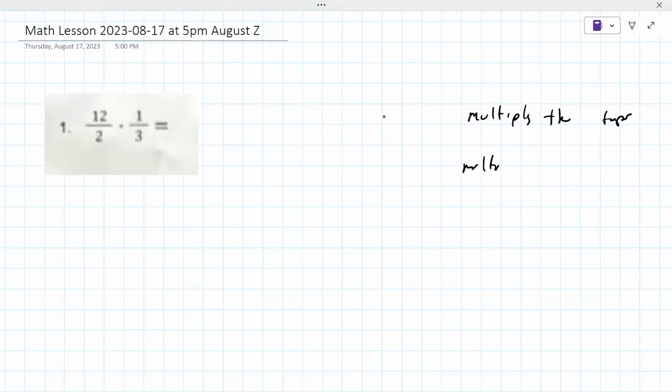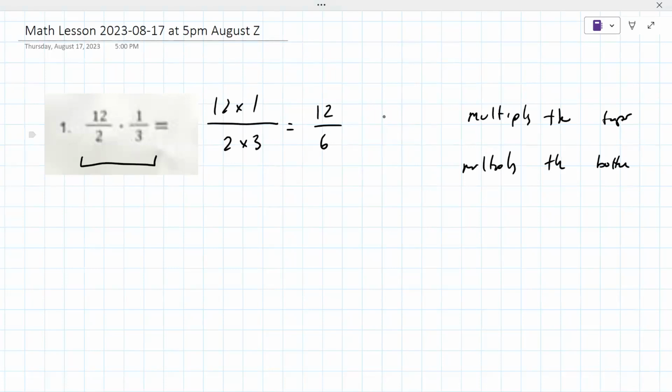You multiply the bottoms. So it's 12 times 1 over 2 times 3, which is 12 over 6. Now, we talked about this last year, you can also pre-reduce. If you don't pre-reduce, you do have to reduce this. And if you don't pre-reduce enough, you still have to reduce this.